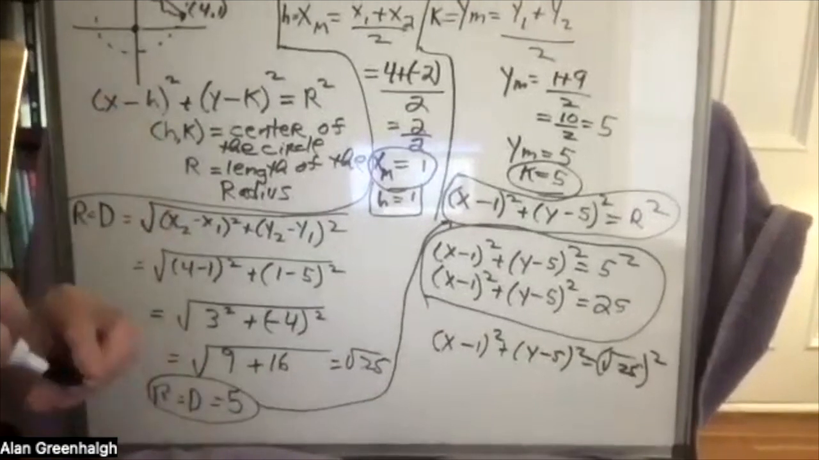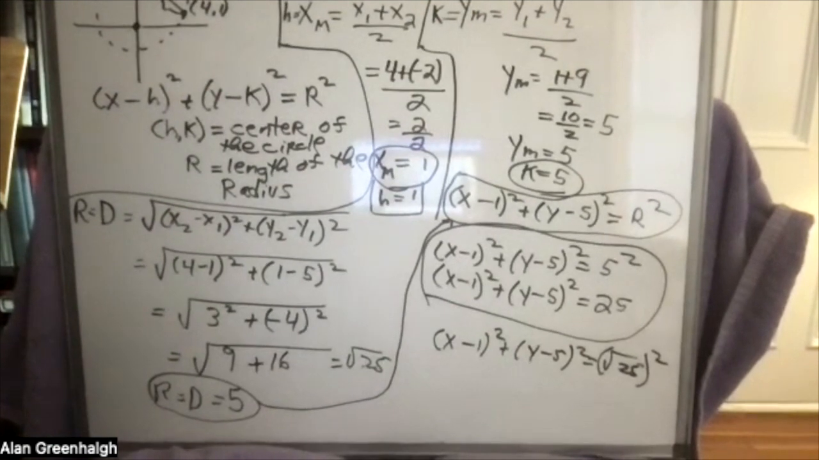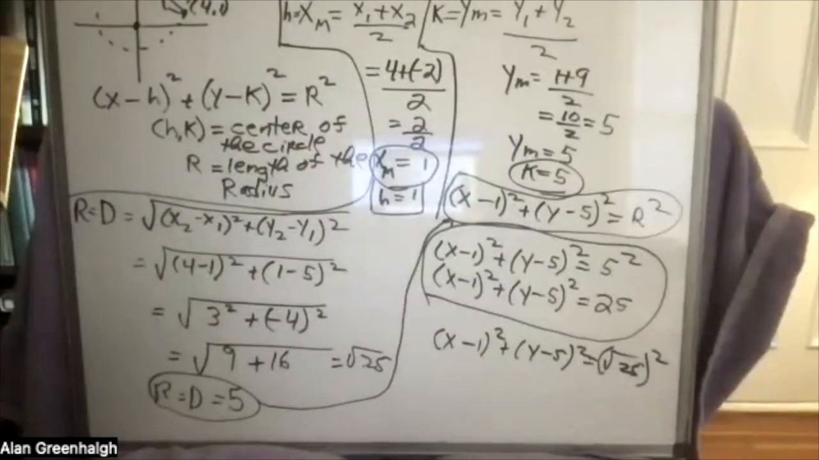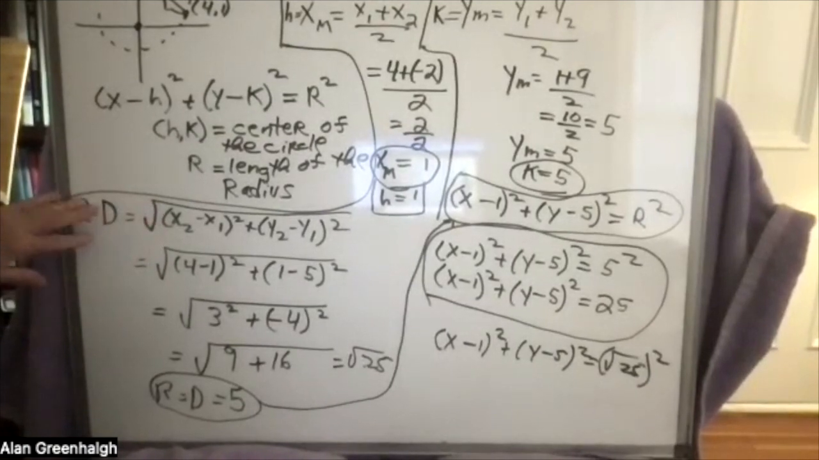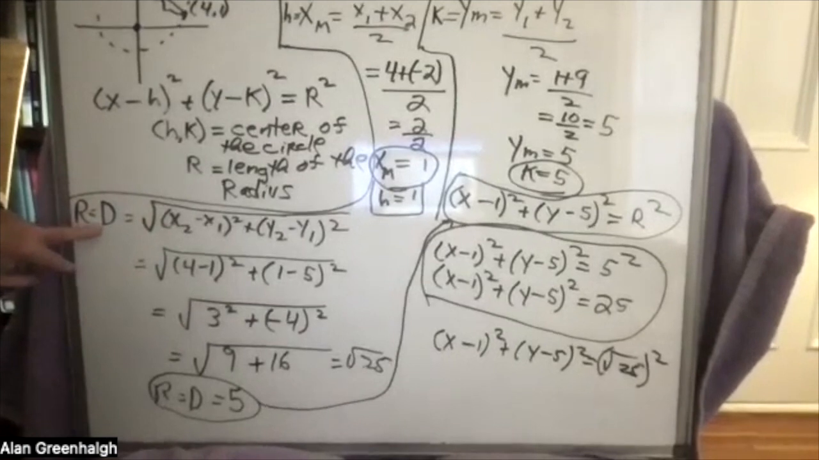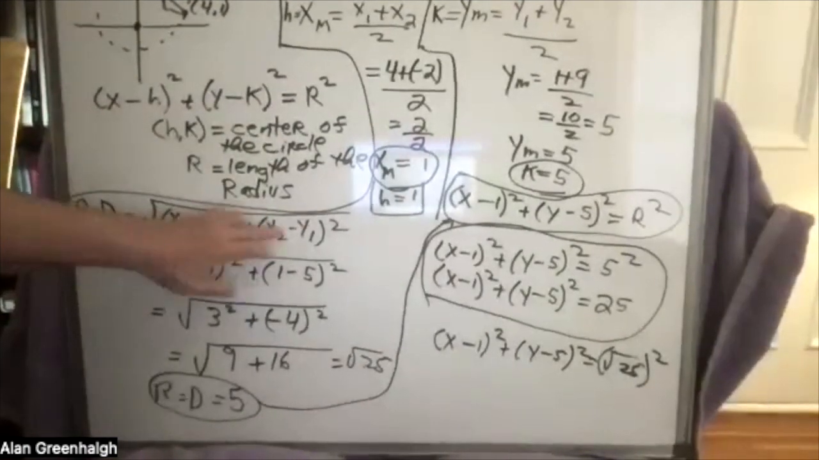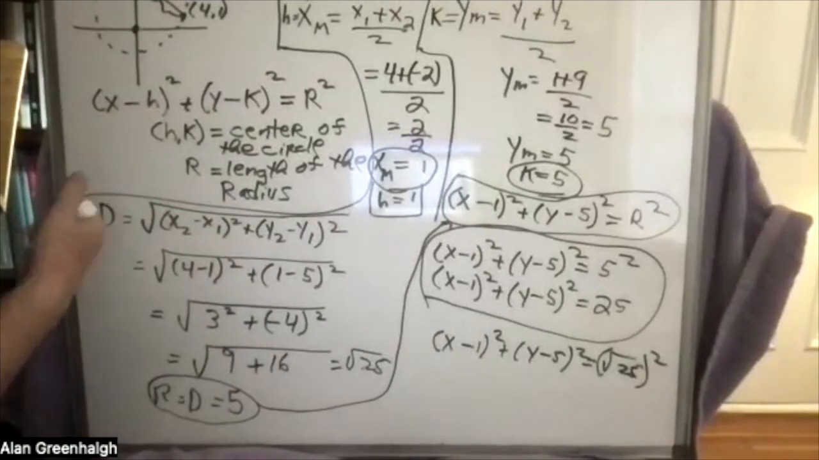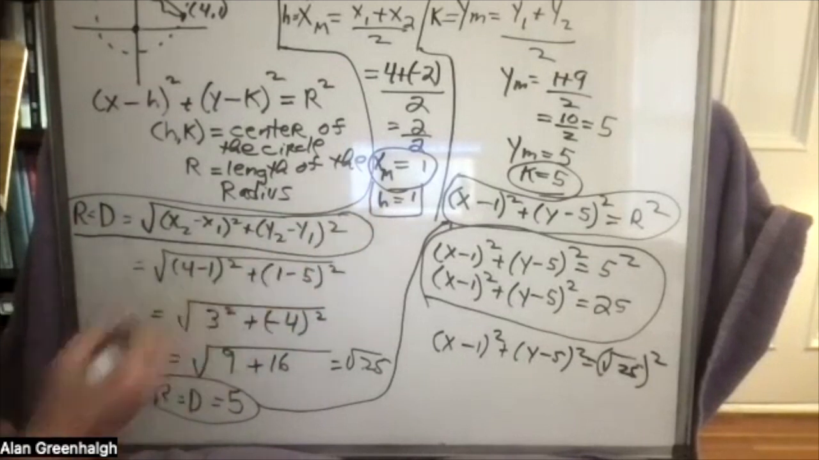Somebody else has a question. Can you re-explain the bottom left side again, where it says x2 minus x1 in the square root? This is the distance formula. This is called the distance formula, and we need to use that to find the length of the radius.